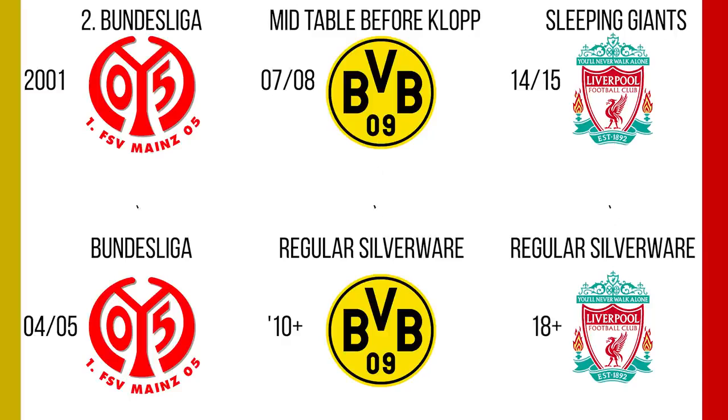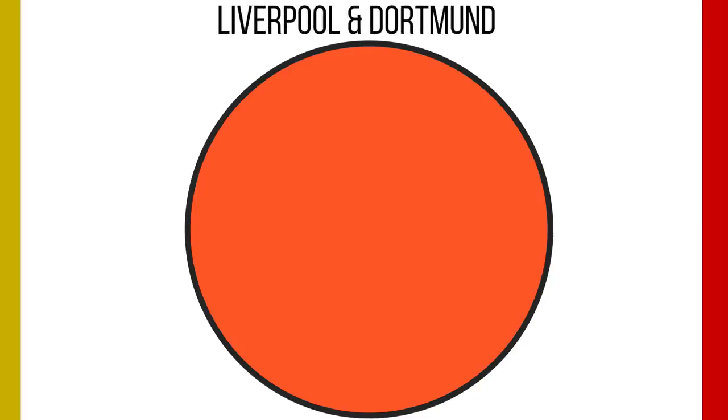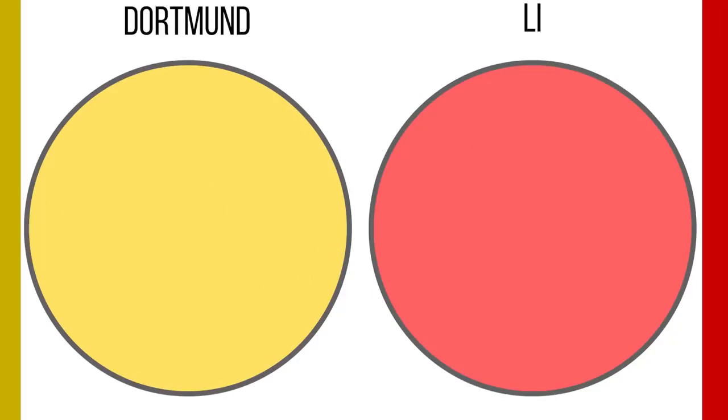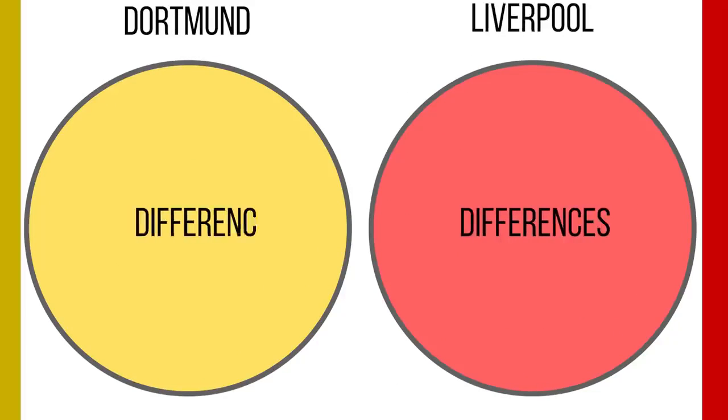heights. At both of his latter clubs, he played with a unique style of play that had many similarities as well as some distinct differences. But what are the differences between his Liverpool tactics and his Dortmund tactics, and how has the evolution progressed? Well, in this video, we take a look.